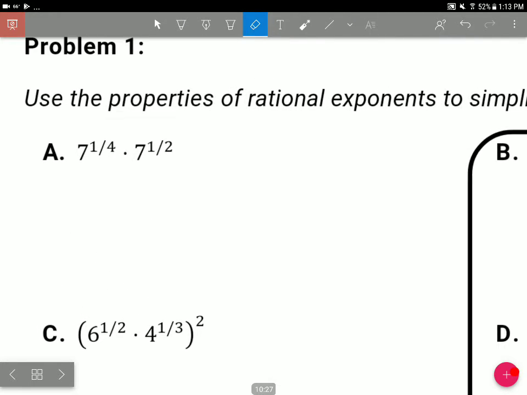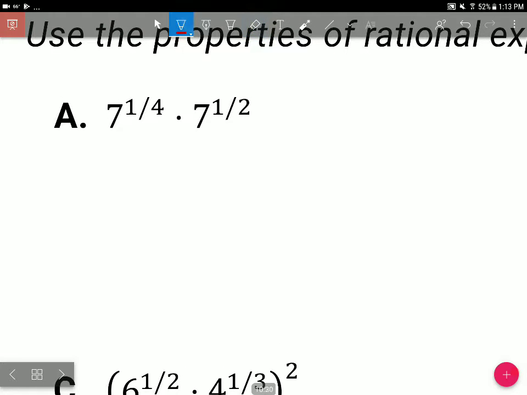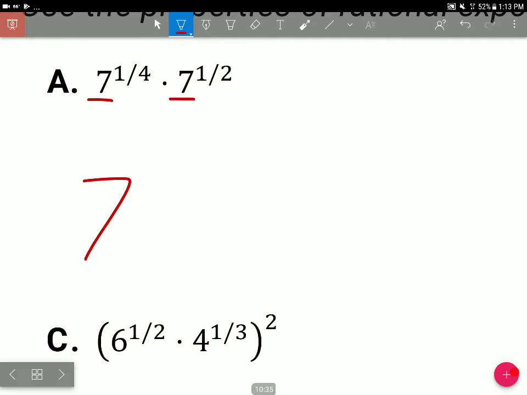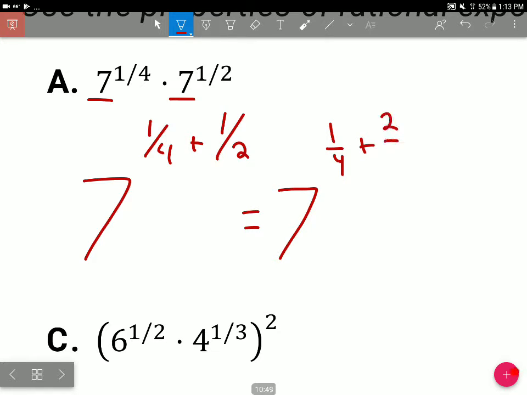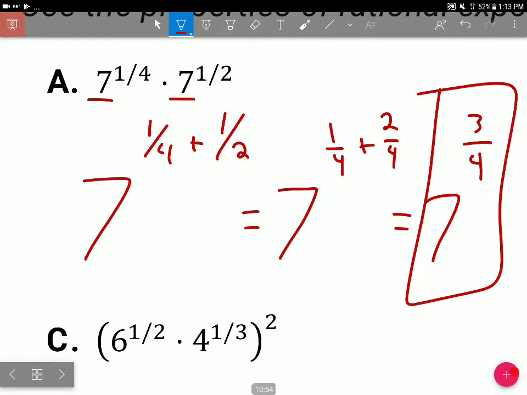So here we go. Use the properties of rational exponents. We got the same base. So when we're multiplying the same base, what do we do to the exponents? You add them. So I got 1/4 plus 1/2. To add fractions, you have to have a common denominator. So that's 1/4 plus 2/4, which gives us 3/4. And since I cannot take the 4th root of 7, remember from yesterday, this is actually a 4th root, I'm just going to leave it like that. Cool? Try letter B.